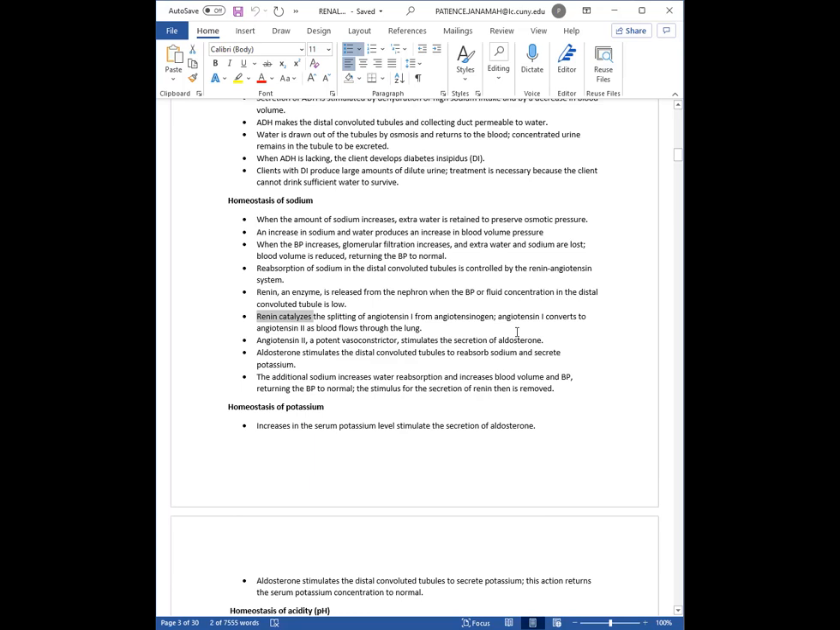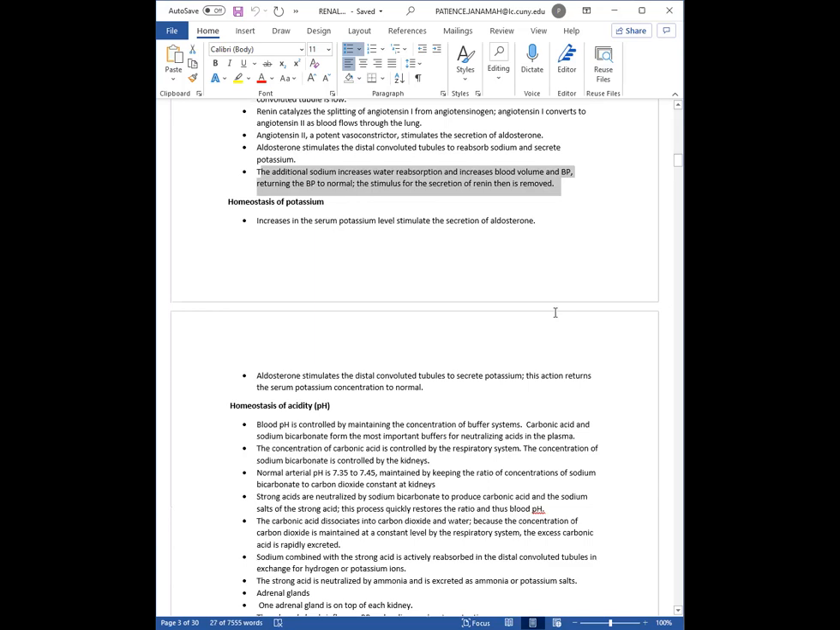It catalyzes the splitting of angiotensin 1 from angiotensinogen. So it starts from angiotensinogen to angiotensin 1. That's what the renin is supposed to do. That's the process of converting it to be able to control the volume that you have. So from angiotensin 1 to angiotensin 2. This is a strict process that has to do with its own anatomy.